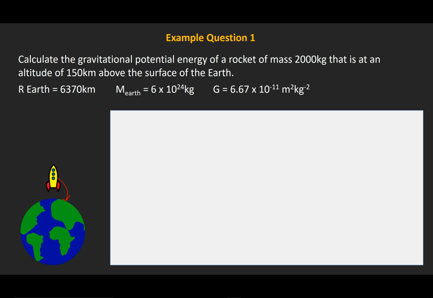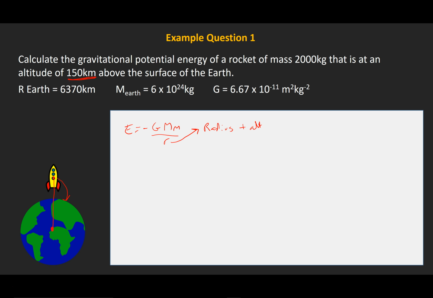Well, I know that I'm going to be using the equation energy is equal to minus GMm over r, but that r is not the altitude. We have to be careful with that. That r is the radius of the planet plus the altitude. And why is that important? We always measure our distance from the centre of the object to the centre of the planet.